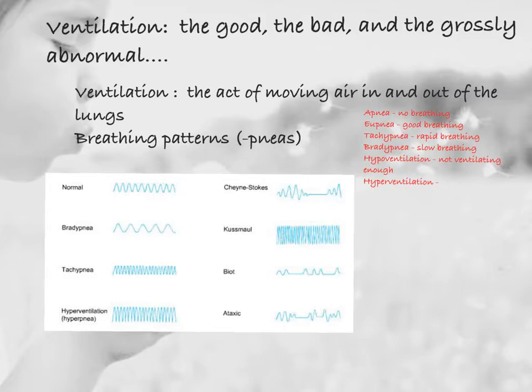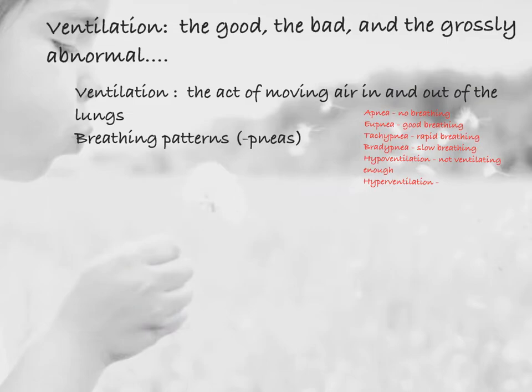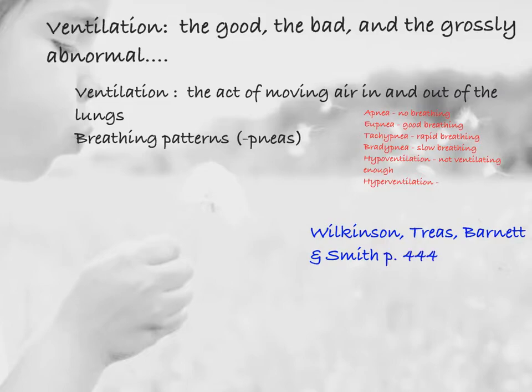And those particular items are not really found in Chapter 36. Instead, they are found, still in your text, Wilkinson, Treese, Barnett, and Smith. Try to give credit where credit is due. There's a nice table on page 444. Ataxic respirations aren't part of it, but that's okay. You get the point of what they are. They're just uncoordinated breathing patterns.